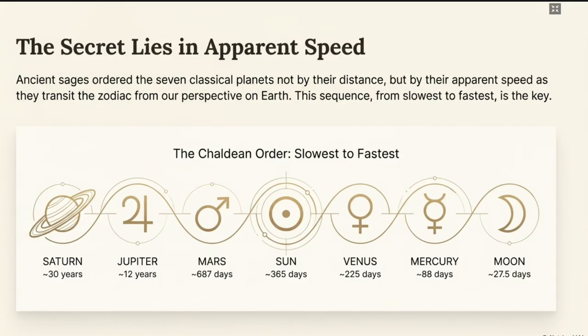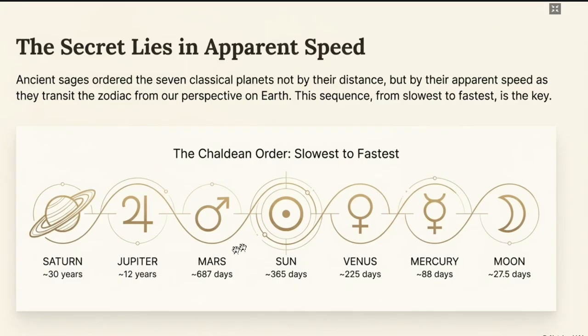Okay. So the data I am presenting here is very important. We should understand that Saturn takes 30 years, Jupiter takes 12 years, Mars approximately 2 years, a little less than 2 years, Sun 365 days. Why does the Sun take 365 days? It is not actually the Sun, but Earth that takes 365 days to go around the Sun. But we are sitting on Earth, so we feel that the Sun is taking a full year, right? So Sun 365 days, then Venus 225 days.